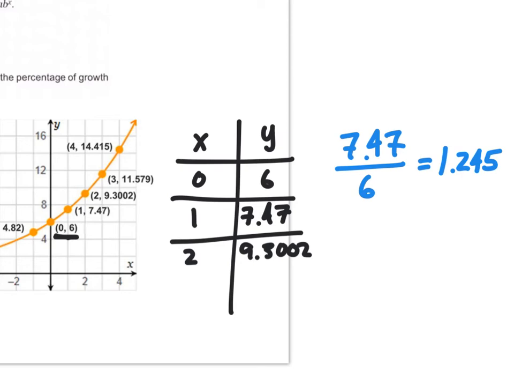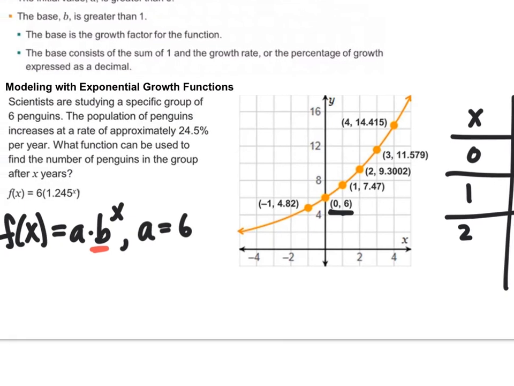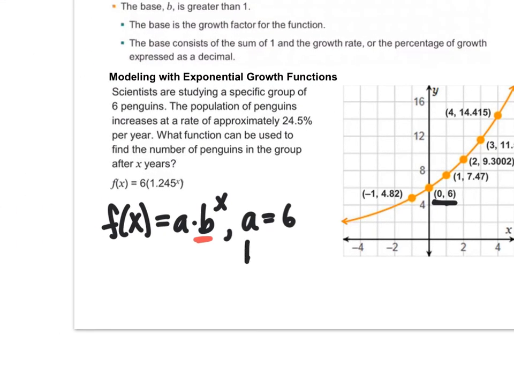Now I'm going to do the same thing over here. I'm going to take the number 9.3002 and divide that by 7.47. And the crazy thing is that I get 1.245. I get the same thing here and here when I take these numbers and divide by the previous number. So that is my value for b. This is how I get b. So b is equal to 1.245.